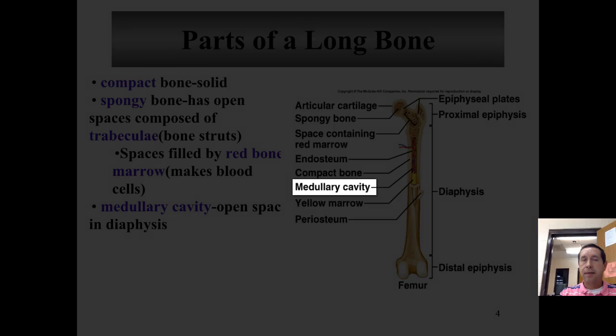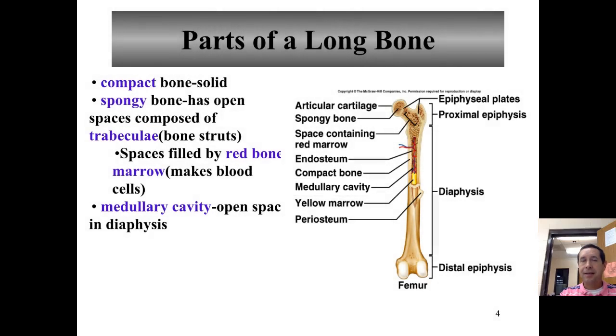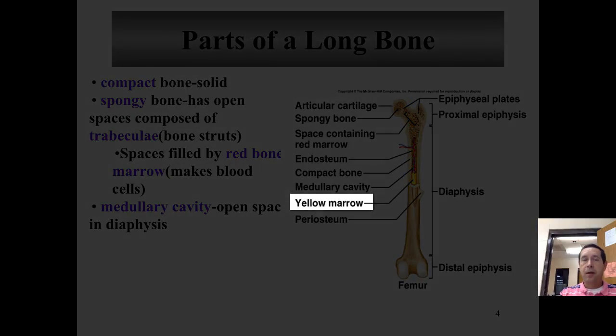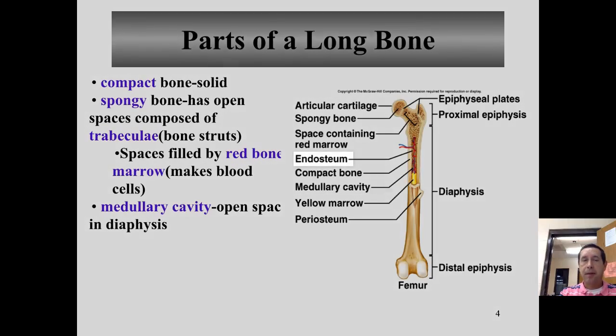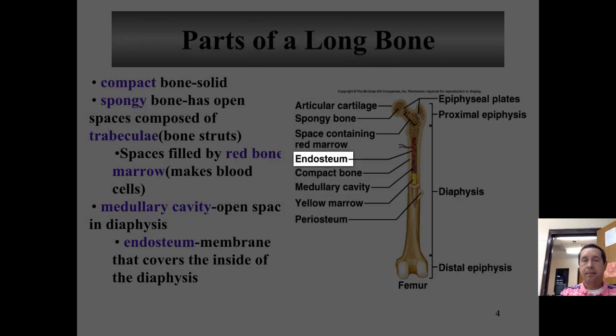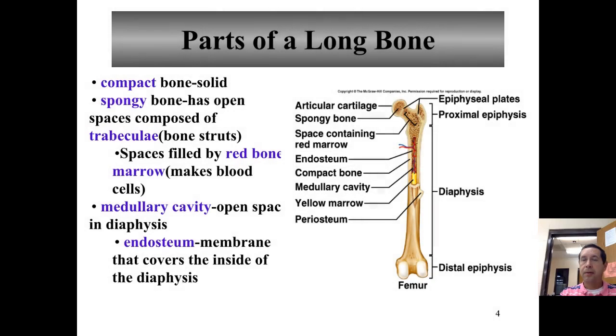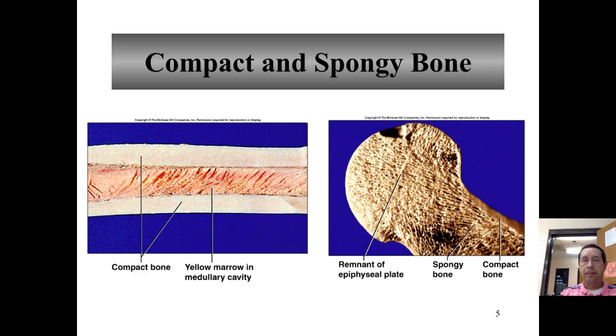The medullary cavity is the space in the diaphysis that would be filled with yellow bone marrow, and it's lined by a membrane called the endosteum. So you have a membrane on the outside of the diaphysis, the periosteum, and a membrane on the inside called the endosteum. The medullary cavity in living bone tissue is filled with yellow bone marrow, which stores fat.